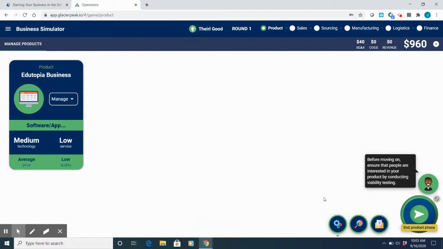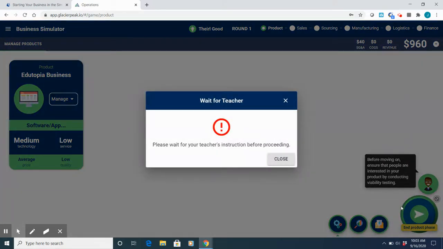All right. At this point, I now at least have a product to sell. Before moving on, it says to ensure that people are interested in your product by conducting viability tests. Okay. Well, we're just going to keep it moving on here and end the product phase. And now it says, please wait for your teacher's instruction before proceeding.